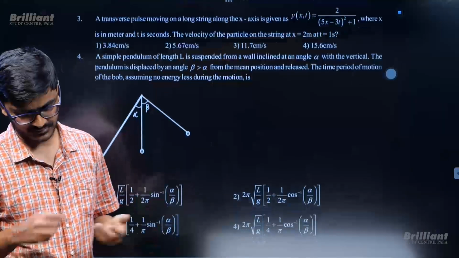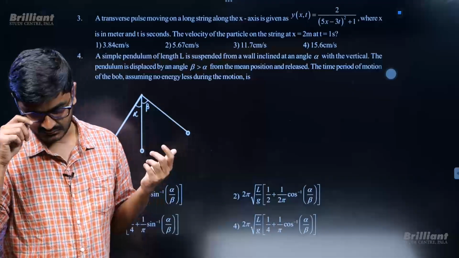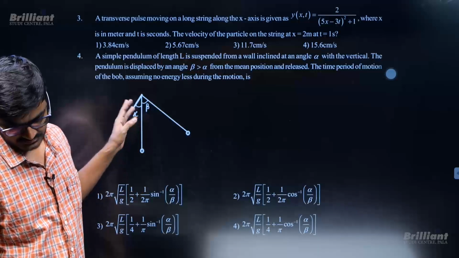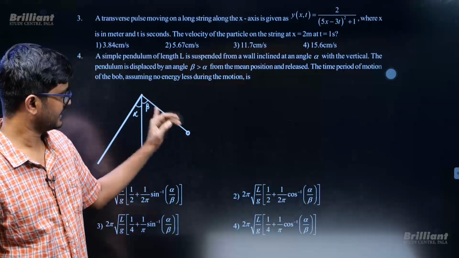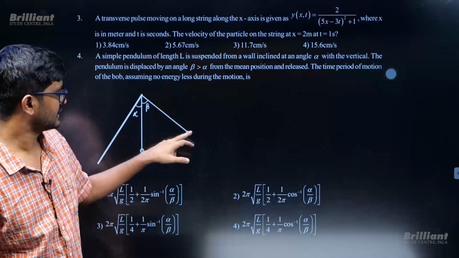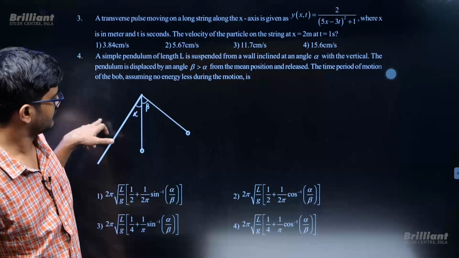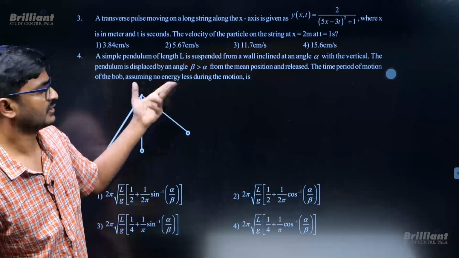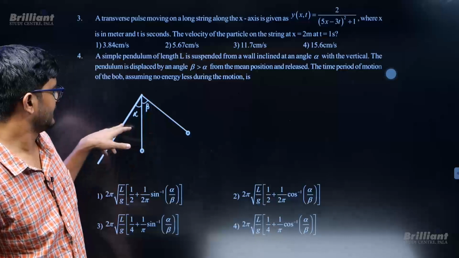Going to the next question: a simple pendulum of length L is suspended from a wall at an inclined angle alpha. Now the pendulum is displaced by beta, and beta is greater than alpha. So alpha will be somewhere here if you want. If this wall is not there, it would have gone somewhere here. But because of this wall, it will hit here, assuming no energy loss, so with whatever speed it hits, it will come back.